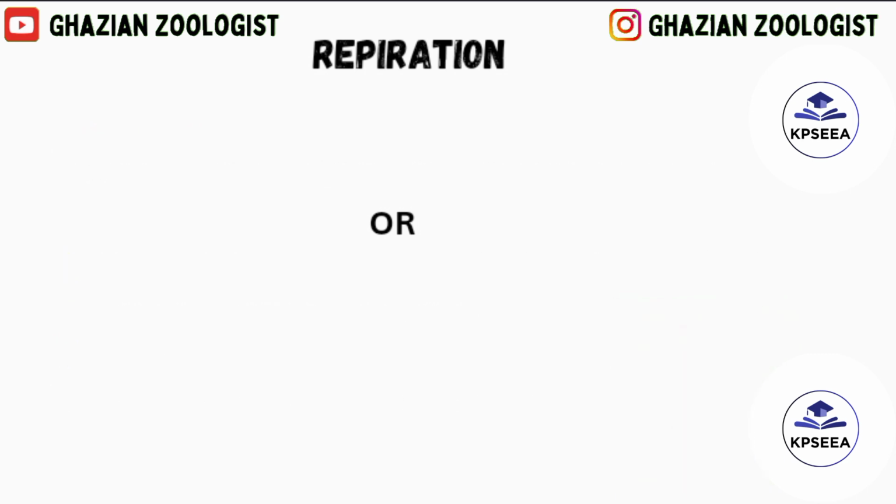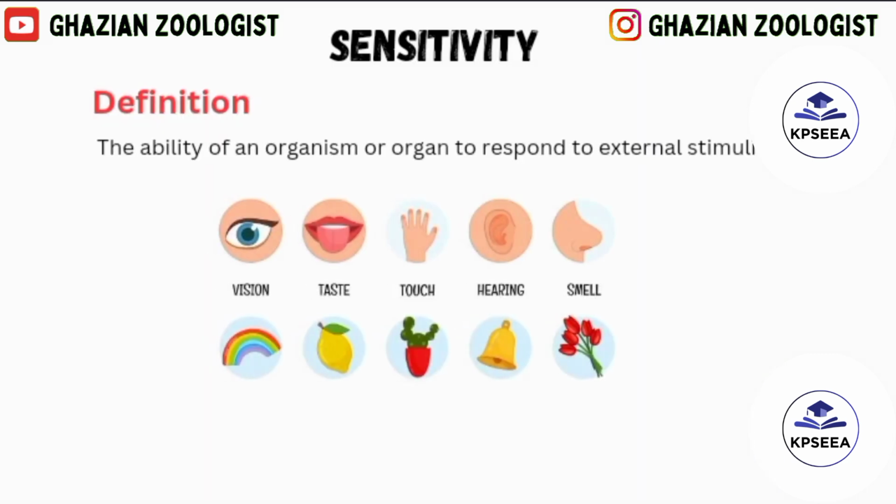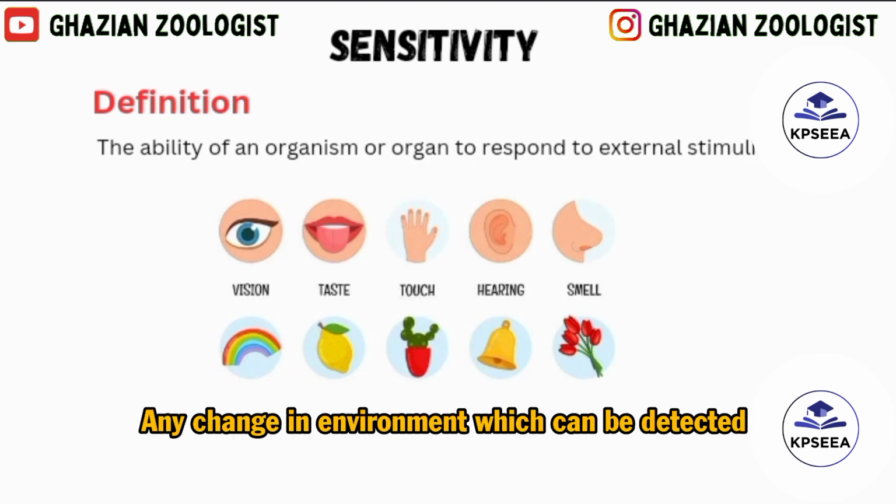So the next one is sensitivity. It is the ability of an organism or organ to respond to an external stimulus, but a stimulus may also be internal. What is a stimulus? A stimulus is any change in the environment which can be detected. It may be pressure, it may be temperature, it may even be touch. There are a lot of different stimuli.